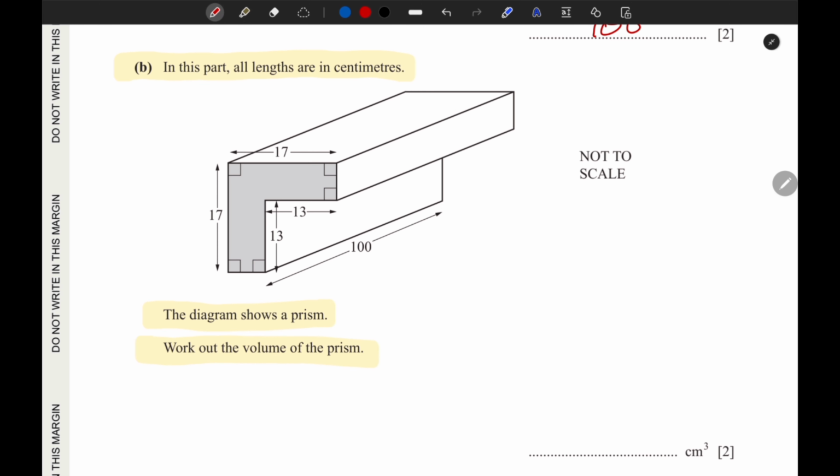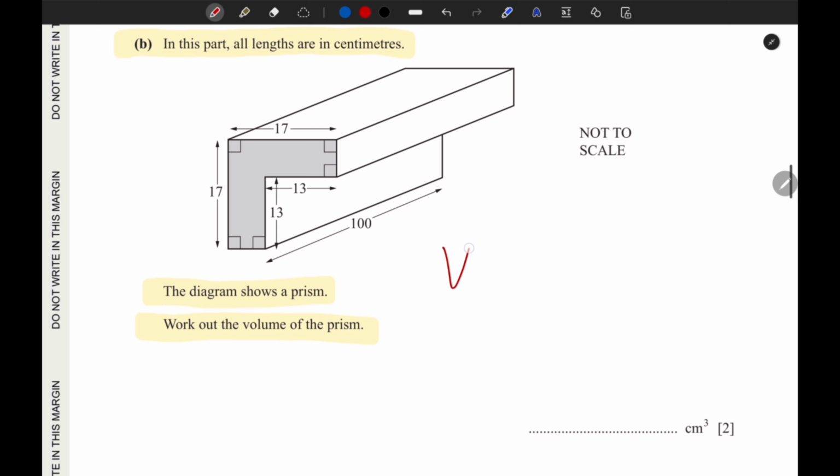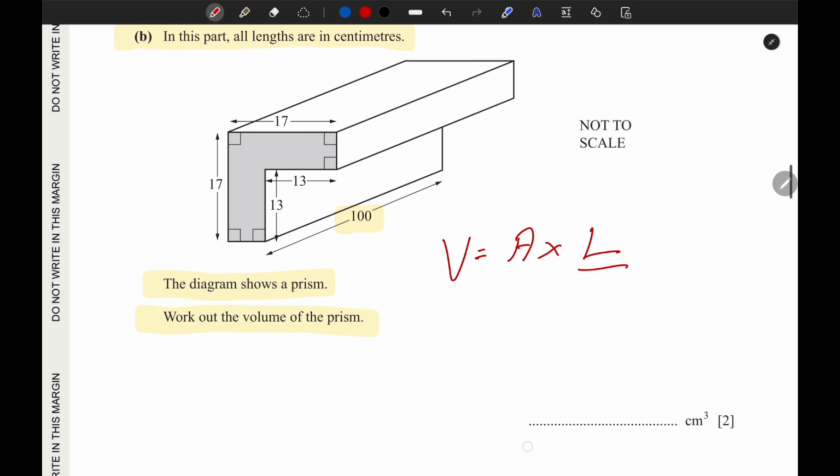See, students, for the prism, we know that the volume of the prism equals the area times the length. We already have the length, which is 100. Now we have to find the area of this figure. If we can find the area of this figure, we can find the volume. So see how to find the area of this figure.